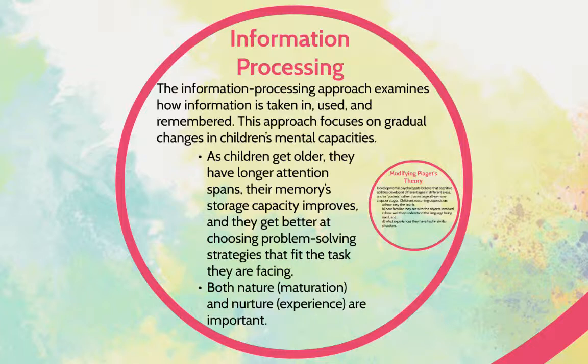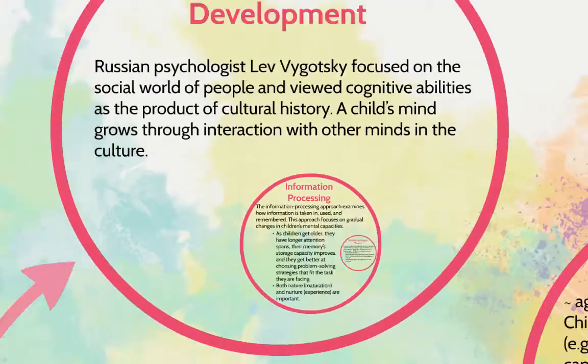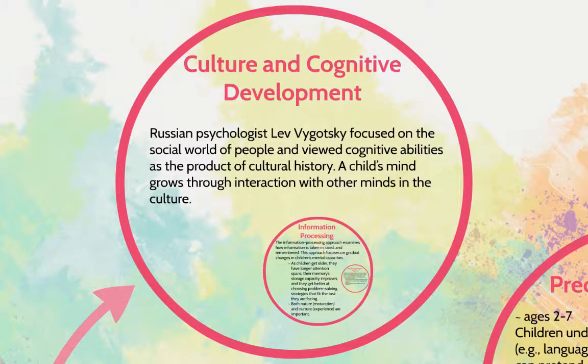Both nature, maturation, and nurture, experience, are important. Children do better with familiar material. Children learn memorization strategies in school. Culture and cognitive development: Russian psychologist Lev Vygotsky focused on the social world of people and viewed cognitive abilities as the product of cultural history. A child's mind grows through interaction with other minds in the culture.